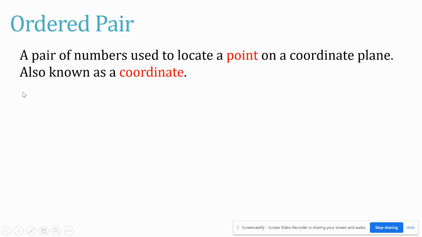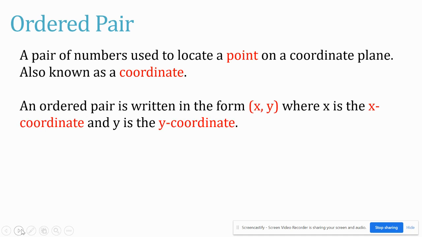An ordered pair. This is a phrase you're going to be hearing a lot. It is a pair of numbers used to locate a point on the coordinate plane, also known as coordinates. So you can either hear it as the word coordinate or an ordered pair. An ordered pair is written in the form x comma y. So x always goes first. Think alphabetically. X comes before y in the alphabet, so x comes before y in an ordered pair, where x is the x coordinate, and y is the y coordinate.